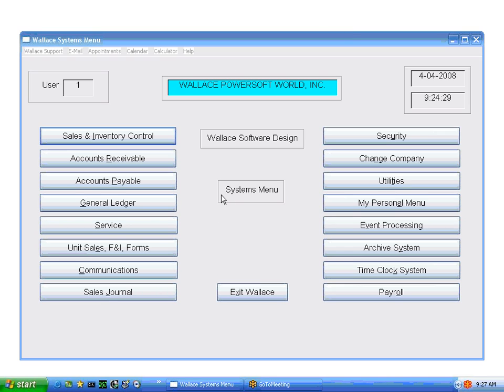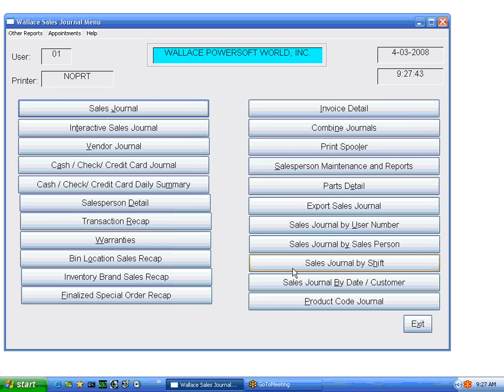Okay, at this point, we've actually sold some units. Now what we want to do is just look at a couple of reports to see what we sold, did we make any money, those type things. Well, first of all, there are some reports that you can look at in the sales journal. These are reports that you're going to run on a daily basis. Obviously, these reports will print all department sales, but there will be a section just dedicated to unit sales.